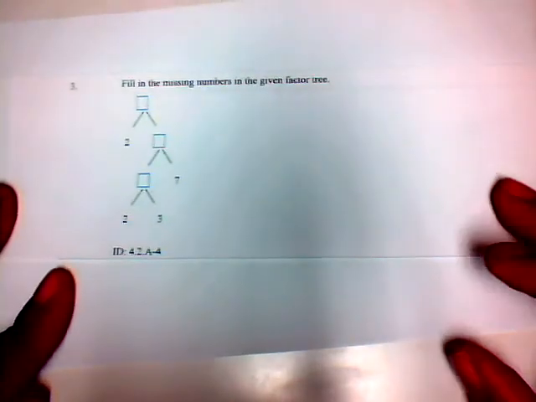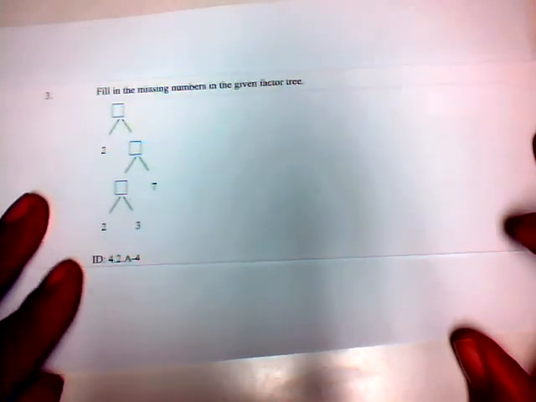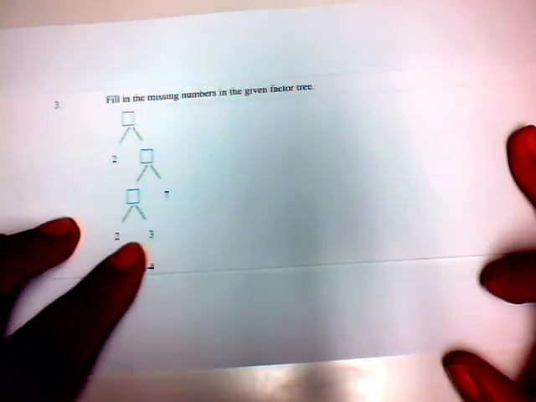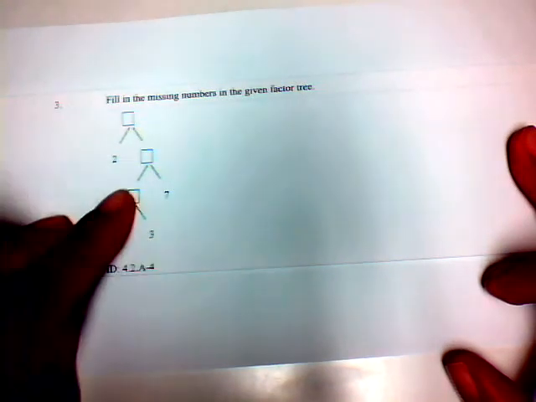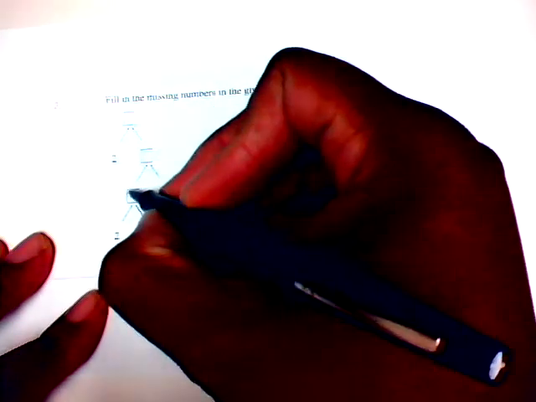All right, now let's look at the next problem. In this case here, we're going to fill in the missing numbers in the given factor tree. Okay, so here we got some missing numbers that we need to fill in. Okay, let's start from the bottom and go upward, because we can find out what 2 times 3 is. That would give us this missing box. Here, 2 times 3, that's going to give us 6. So the 6 will go here.